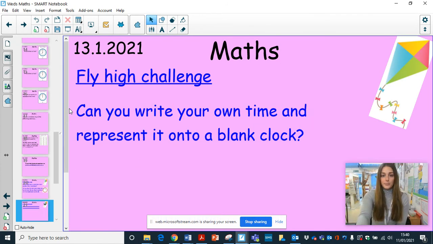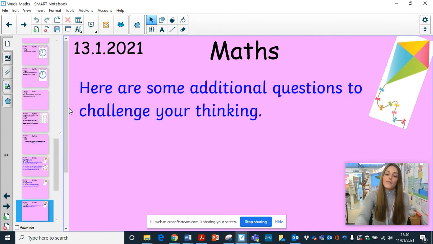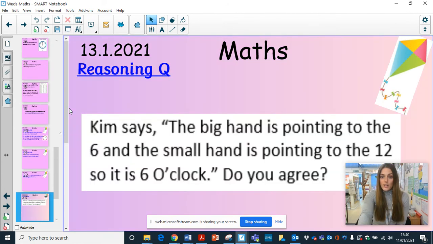Then you have some fly high challenges. Can you write your own time and represent it onto a blank clock? You might want a blank clock that you create yourself and you can draw the hands on and write the time. If you want to challenge yourself further, then there are some questions that will challenge your thinking.